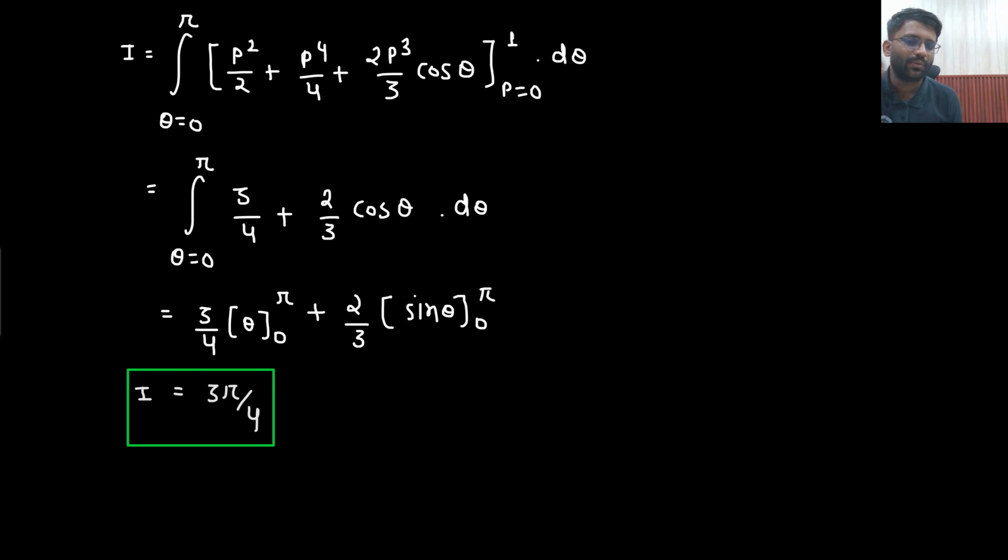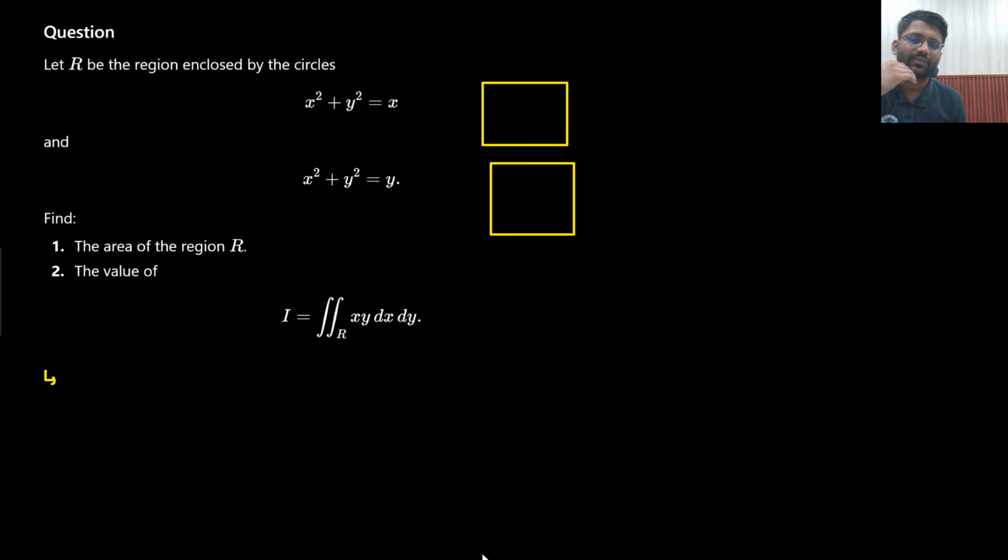Understandable? All good? All fine? 3 pi by 4 is the answer. So you are very comfortable with these kinds of questions. Let's go to the next one.